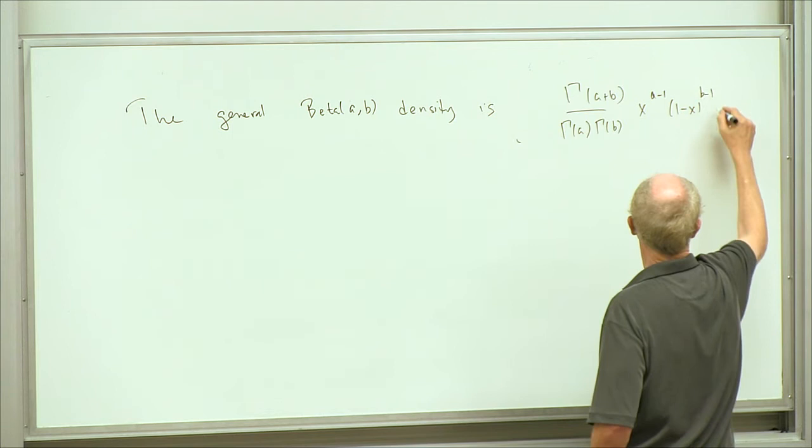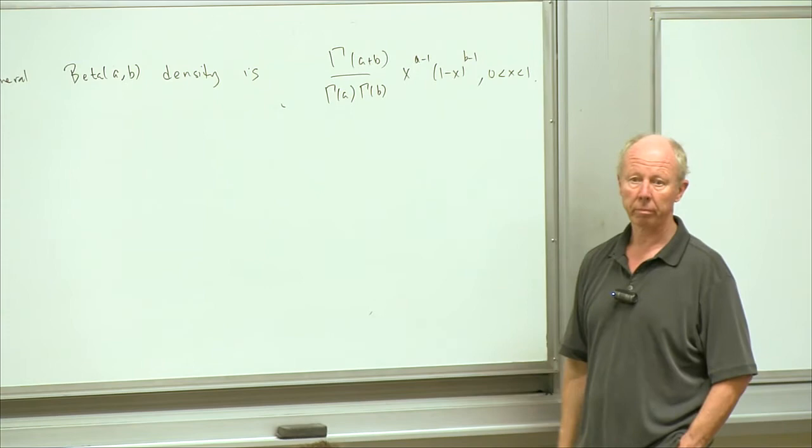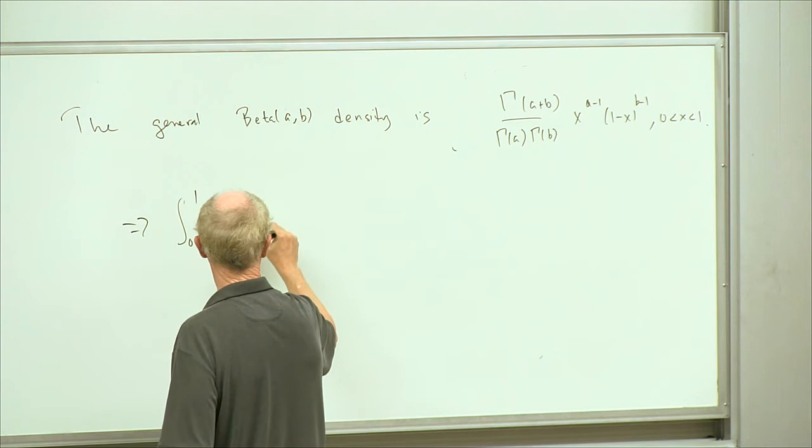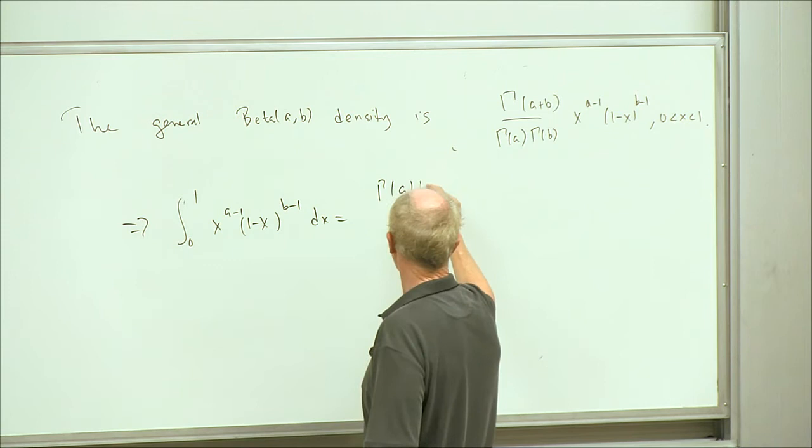Has that form, meaning that if we, among other things, integrate this from 0 to 1, we get 1. So that means that the integral from 0 to 1 of x to the a minus 1, 1 minus x to the b minus 1 dx is gamma of a, gamma of b, over gamma of a plus b.